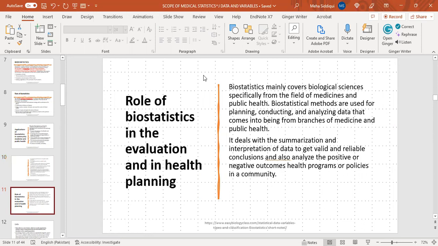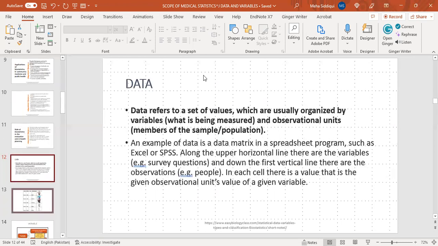Biostatistics mainly covers biological sciences, specifically from the field of medicine and public health. Biostatistical methods are used for planning, conducting, and analyzing data that comes from branches of medicine and public health. It deals with the summarization and interpretation of data to get valid and reliable conclusions, and also analyzes the positive or negative health outcomes in health programs or policies in our community.